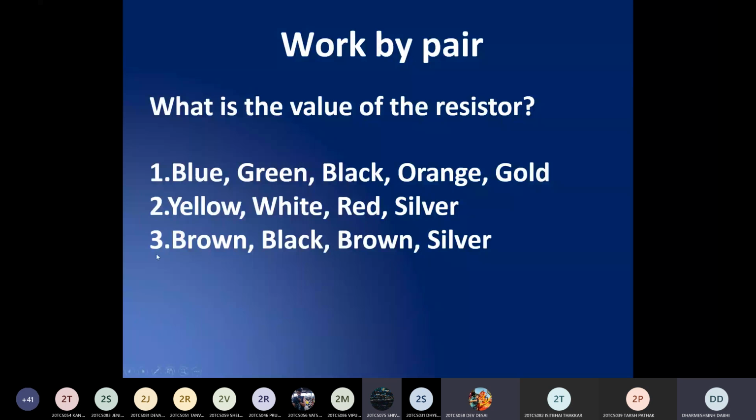Then the third: brown, black, brown, silver. Brown has 1, black is 0, and the multiplier is 10 raised to 1. Silver is plus minus 10%. Yes, very good. So the answer is 100 plus minus 10%. All of you clear? Is there any doubt in this? Okay, very good.